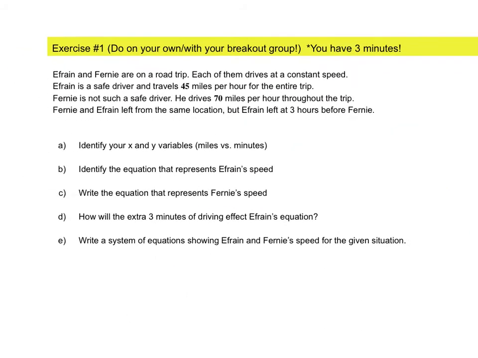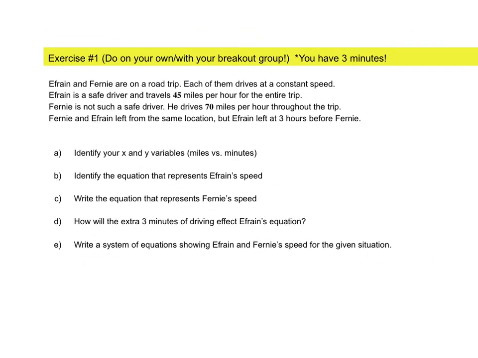All right, here's your first exercise that I want you to do with your group. Efrain and Fernie are on a road trip. Each of them drives at a constant speed. Efrain is a safe driver and drives 45 miles per hour. Fernie is not such a safe driver and drives 70 miles per hour. They left from the same location, but Efrain left 3 hours before. So this is the change that's taking place in our equation, is this extra 3 hours. But don't worry about that now. Just go through and answer these questions one at a time.